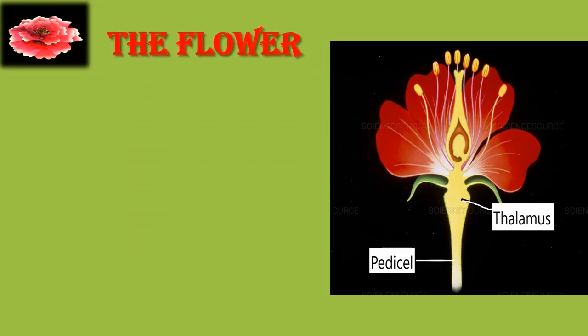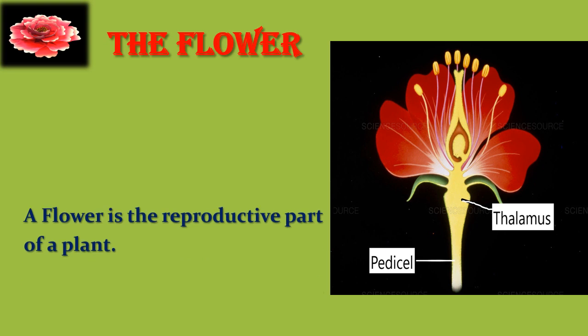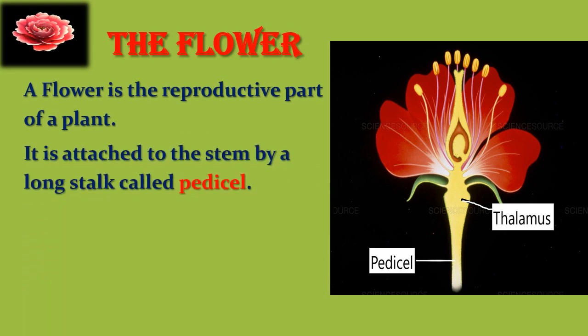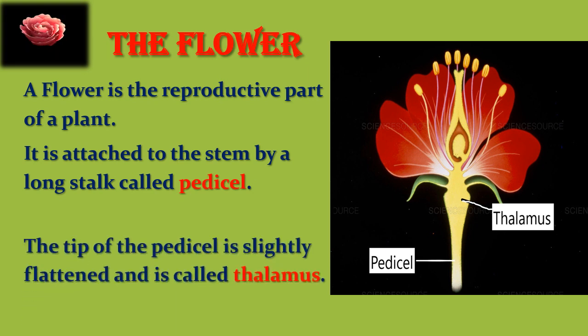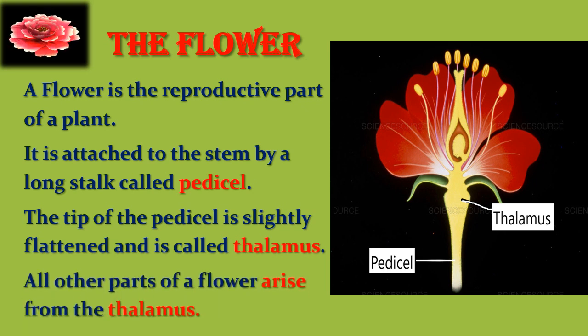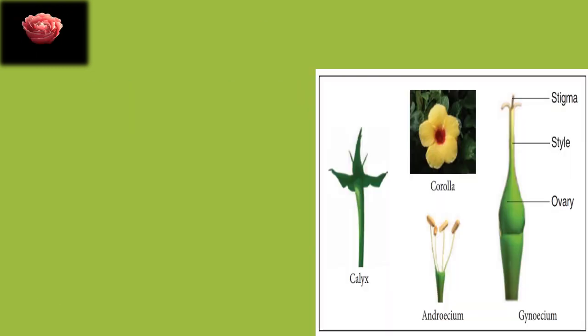Children, do you know what is a flower? A flower is the reproductive part of a plant. It is attached to the stem by a long stalk called pedicel. The tip of the pedicel is slightly flattened and is called thalamus. All other parts of a flower arise from the thalamus.